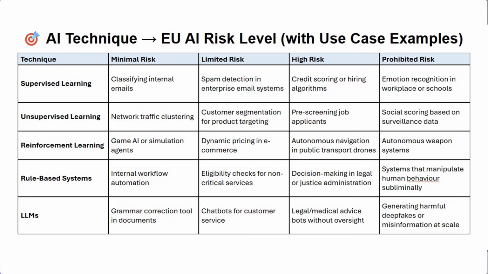And then lastly, emotional regulation in the workplace or schools, as an example, right? Now, this is explicitly prohibited under Article 5 because we don't want that kind of intrusive surveillance because it's a risk to our fundamental rights.